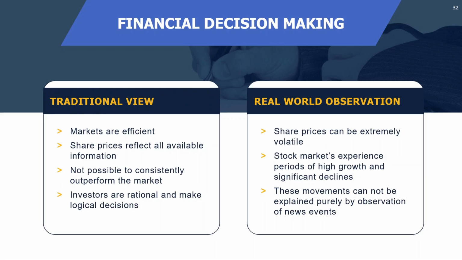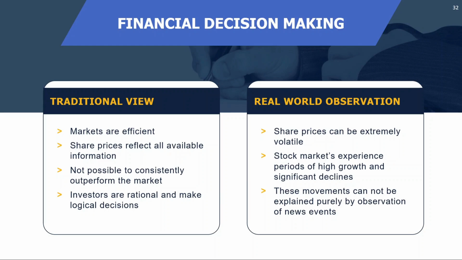On the one hand, we have the traditional view that markets should always act efficiently, that a share price at any given time reflects all of the available information in the public domain. It's not possible to consistently outperform the market, even if you're a professional investor. We also assume that investors are rational and make their decisions logically based on the information that's available. But observation of the real world says that this doesn't always happen.